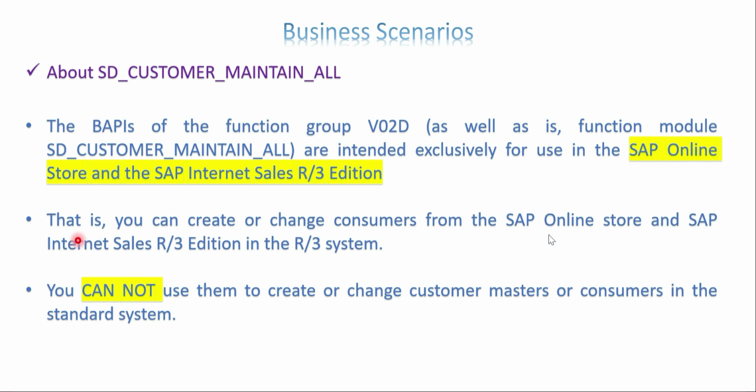Meaning you can create or change customers from SAP Online Store and SAP Internet Sales R3 edition in the R3 systems, and you cannot use it to create or change customers in any other system or in a standard system. But still it's available. You can see the release date: if you're on a different system, not SAP Online or SAP Internet Sales, there is no release date on it, because it is not intended for your system. So you're not supposed to use it, but still it works.